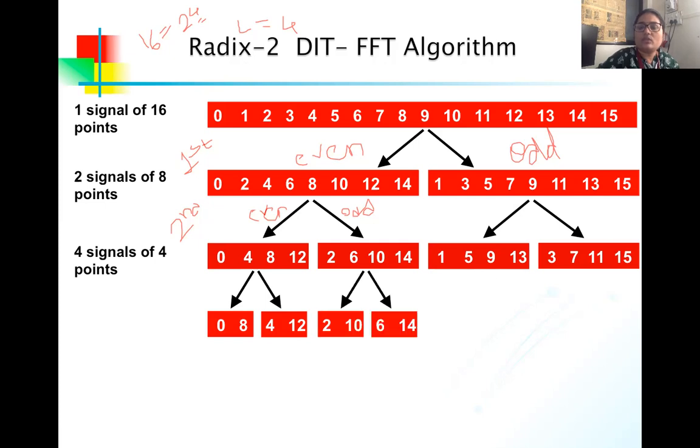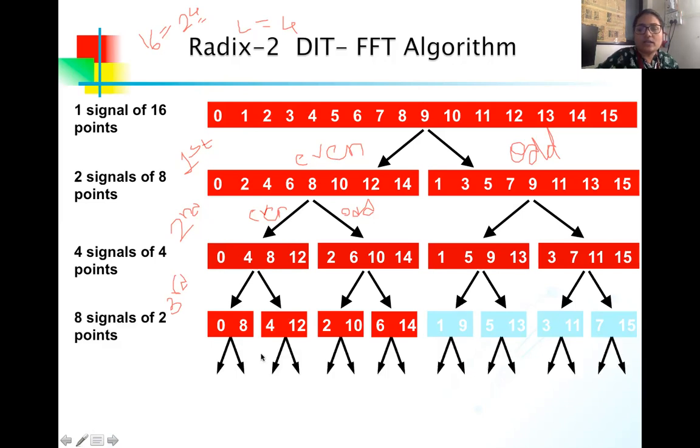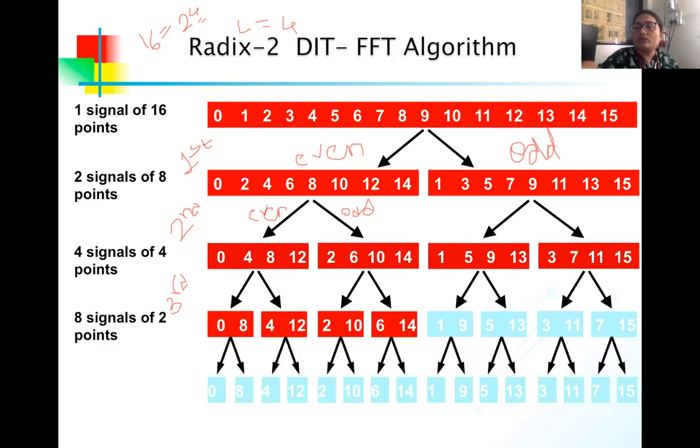Similar kind of things will be applied for the remaining parts also. So this is the third stage of computation. And in the last stage, you can see that the 16 point has been divided into 8 point, 8 point divided into 4 point, 4 point divided into 2 point. And finally, in the final stage, it will be divided into 1 point.